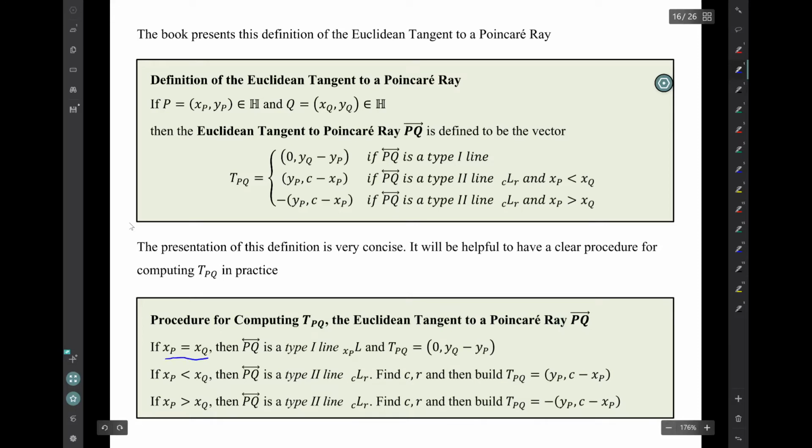If the 2 points have the same x-coordinate, then that line is a type 1 line, and that vector is given by this formula. If xp is less than xq, then line PQ is a type 2 line, and you need to find the C and the R in order to build this. Well, you need the C, but I'll discuss this more later. So you have to find the value of C and then build this expression for that tangent vector. On the other hand, if xp is greater than xq, then again, line PQ is a type 2 line. Find the values of C and R and build this expression, build that vector.